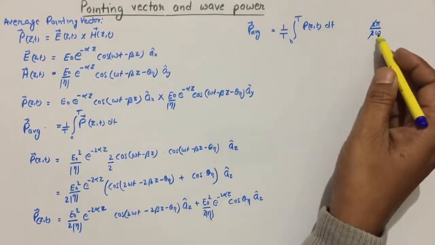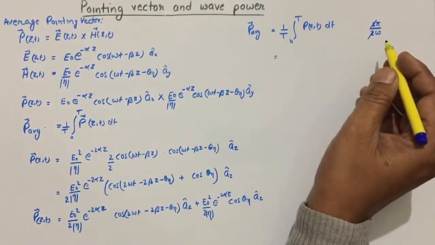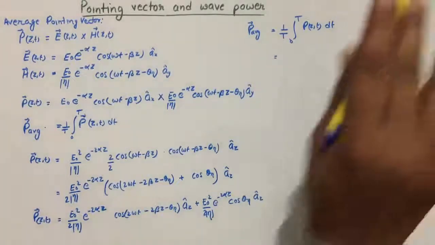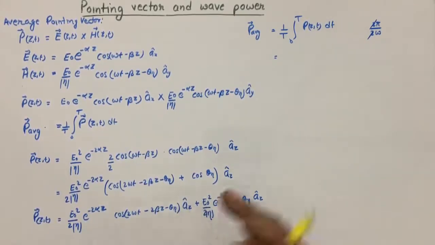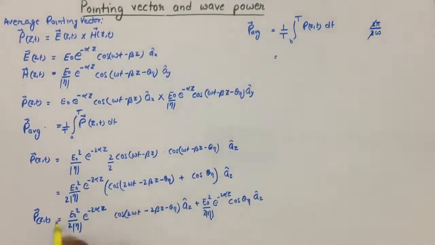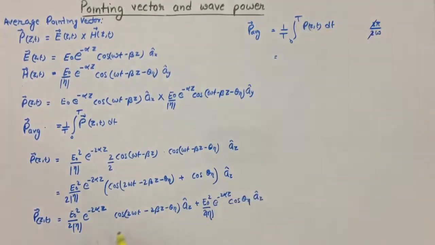So for average value, apart from that, what we can say, this is a cosine term for any omega t minus something, and the average value for this term will be 0, because for any sine or cosine term the average value over a fixed period will give you 0. So the average of this will be 0. The remaining term that is giving an average value will be this one.